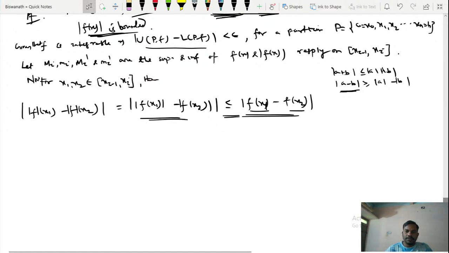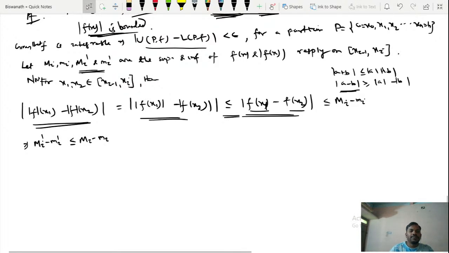So this is less than or equal to |f(x1) − f(x2)|, and this will be capital Mi minus small mi. On the left hand side is ||f(x1)| − |f(x2)||, and I have already told you that this is the maximum and this is the minimum. So capital Mi dash minus small mi dash is less than capital Mi minus small mi.